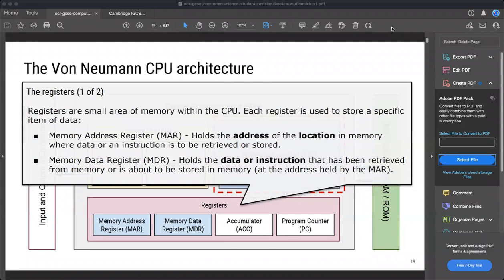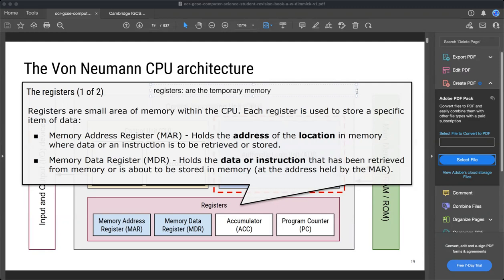Now we are going to start the third part of our von Neumann CPU architecture, and that is called the register. So what are registers? Registers are the temporary memory. You need to note it down with me. They store our instructions for some time.